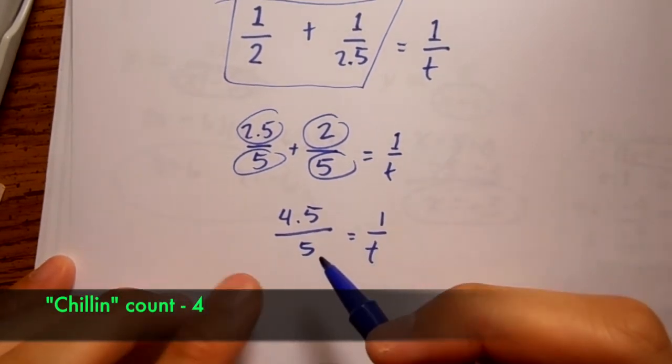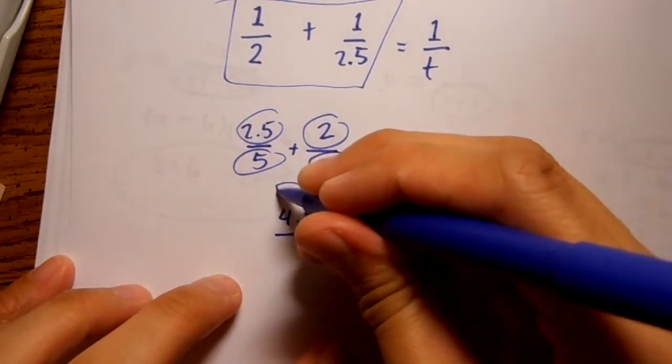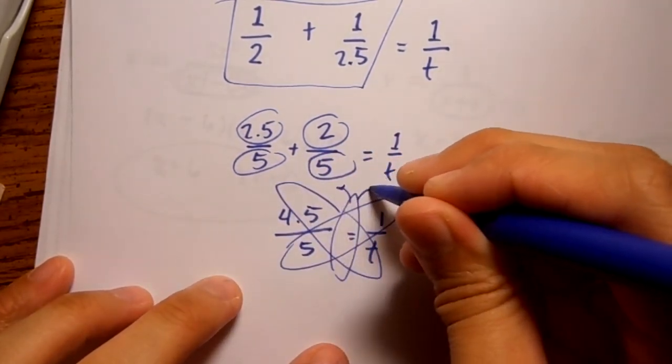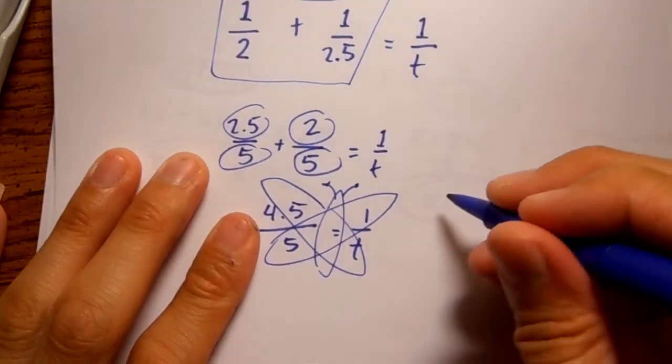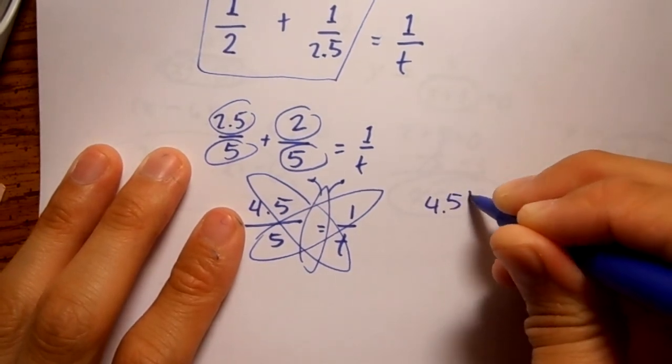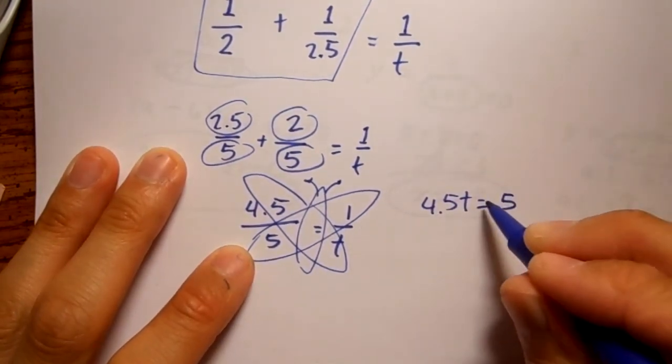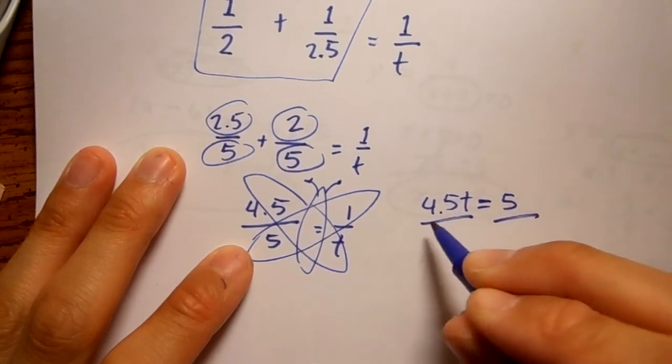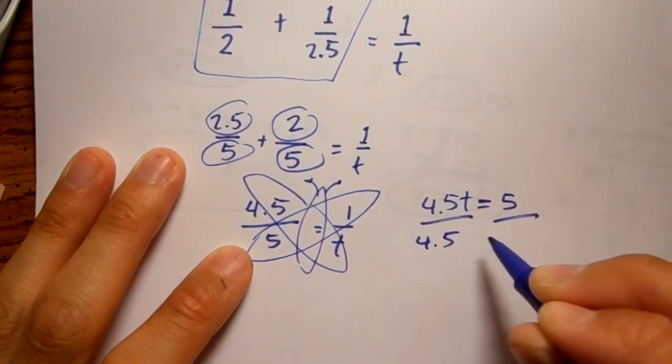And now that I have a fraction equal to a fraction, I can cross multiply. Yay! 4.5 times t is 4.5t. 5 times 1 is 5. And now you have a one-step equation. Divide both sides by the coefficient, in this case 4.5.